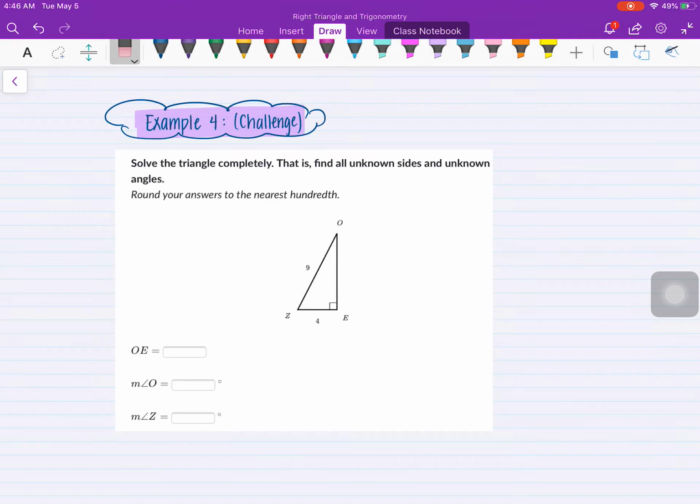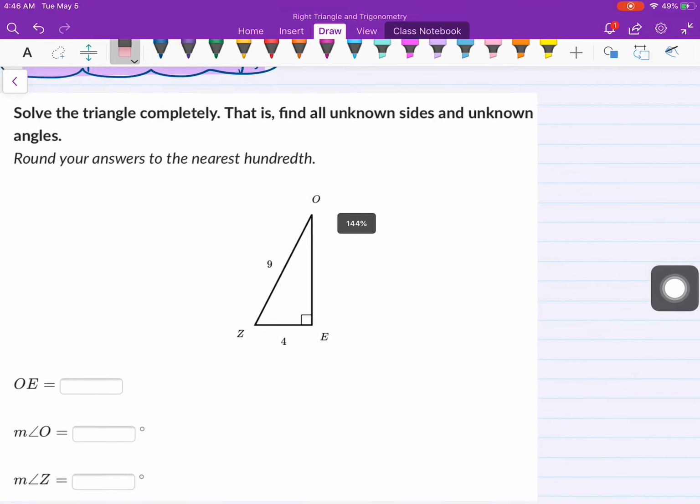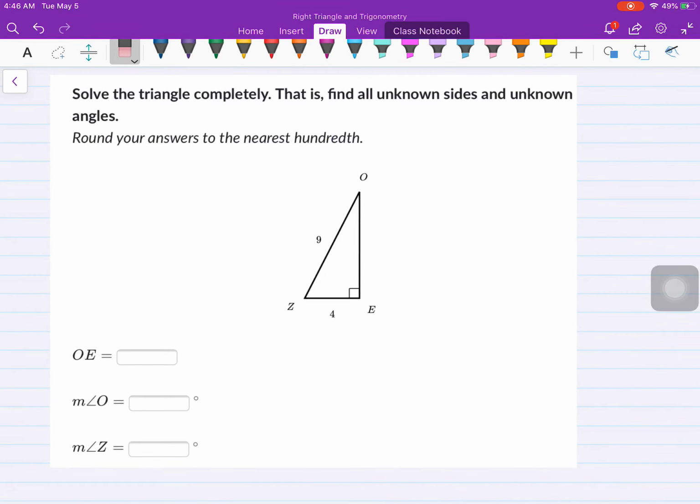Alright guys, so let's go ahead and get started on the last example here. So we have example 4, and this is our challenge problem. We have triangle ZOE, and we're asked to find the side OE, the measurement of angle O, and the measurement of angle Z. So let's go ahead and get started on this one. Since we want to find side OE, I'm going to say that this here is going to be x.